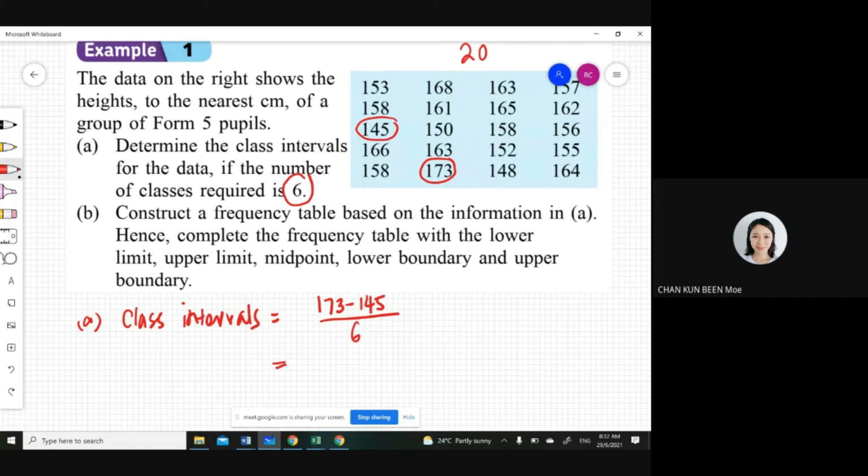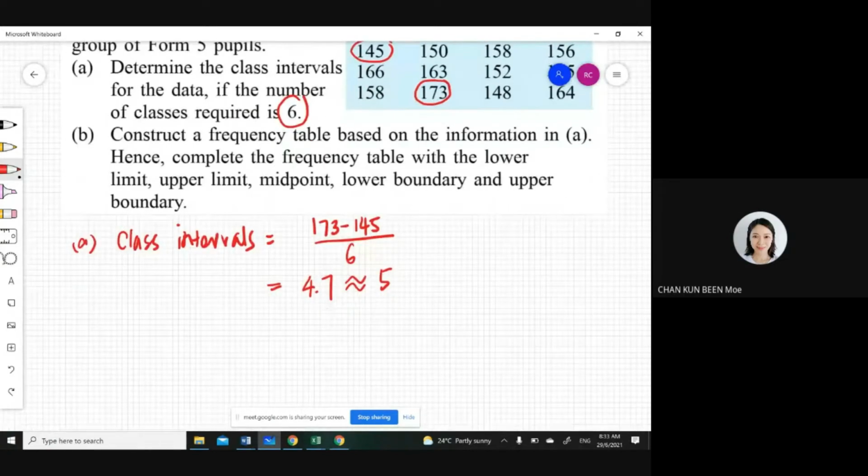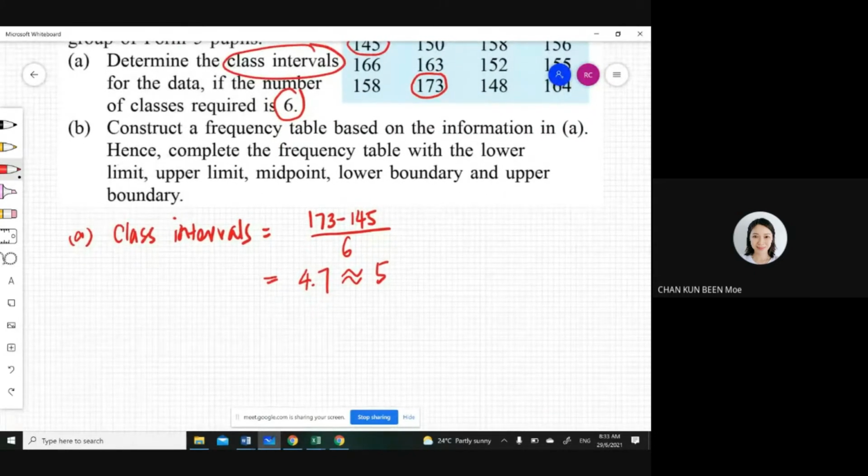So 173 minus 145 divided by 6. Actually, you are going to get a decimal, which is 4.7. But we can't form a class with a decimal point like this, so you have to round it off to a whole number. It's almost equal to 5. Correct. Because they ask you to determine the class intervals, we have to list out all the class intervals. We cannot just state 5 only. 5 is the class interval size, but you have to list down what the class intervals are. So you have to re-answer the question.